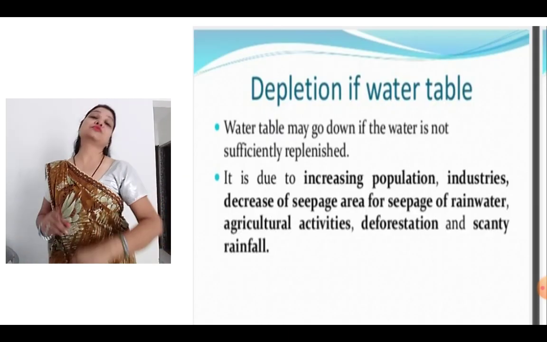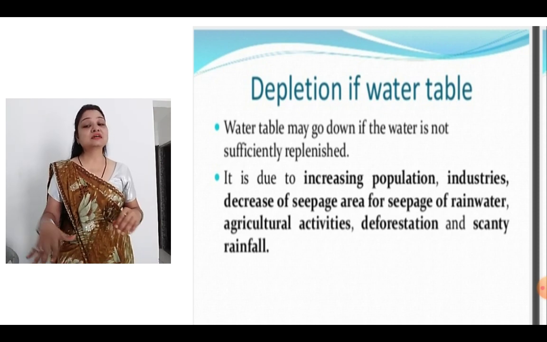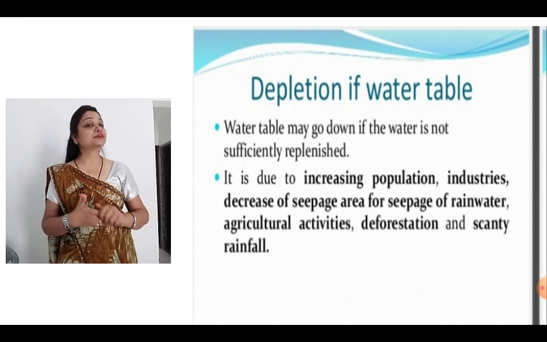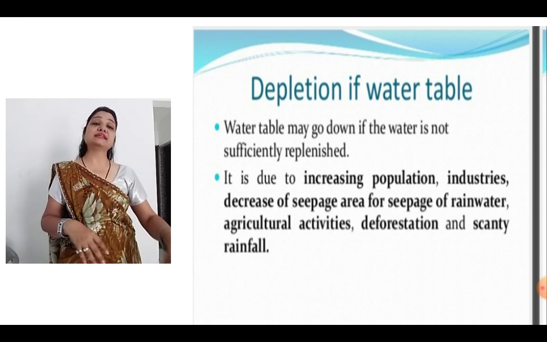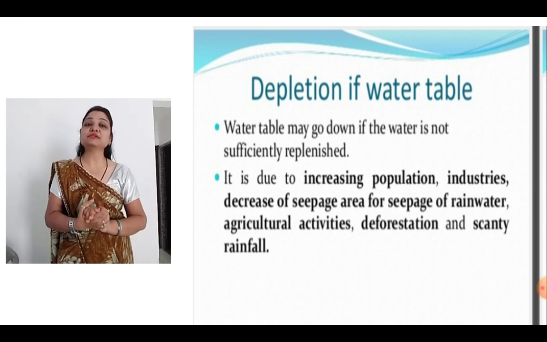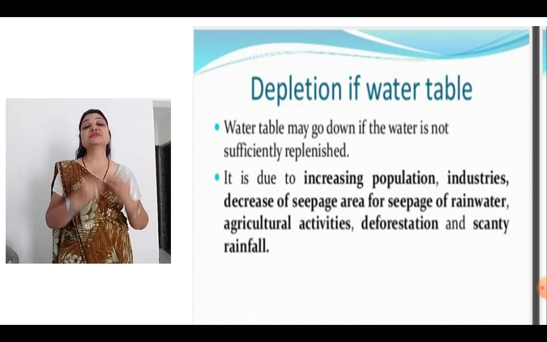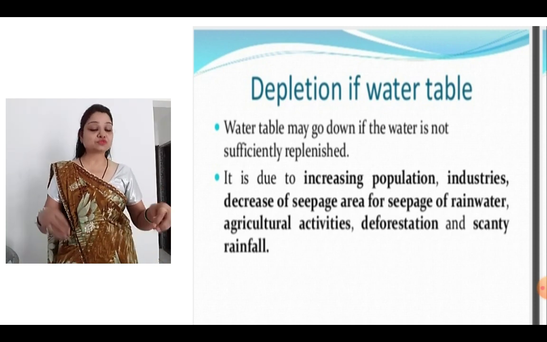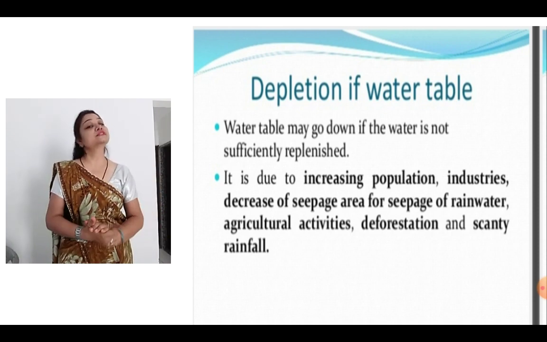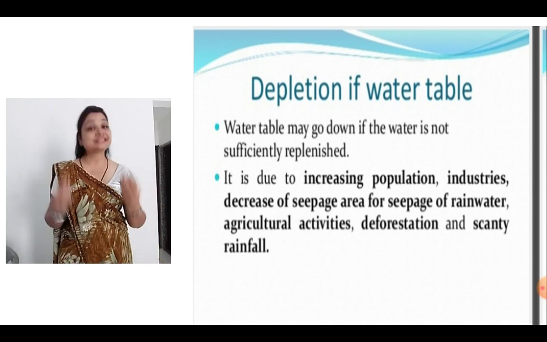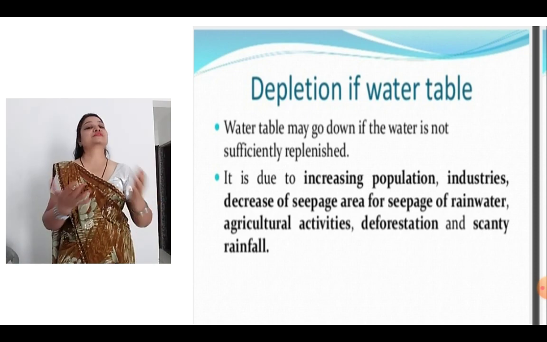Now the next thing we are going to discuss is depletion of the water table. The water table is the upper limit of the water present under the ground. Why is it getting depleted? Why do we have to dig so far to get water? Because of increasing population, industries, and decrease of seepage area for rainwater. What is groundwater actually? The rainwater that seeps into the ground, right? So excessive use of water, deforestation, scanty rainfall, these are all the factors responsible for the depletion of the water table.